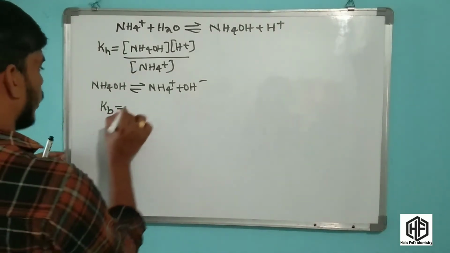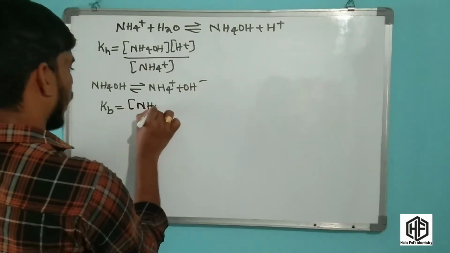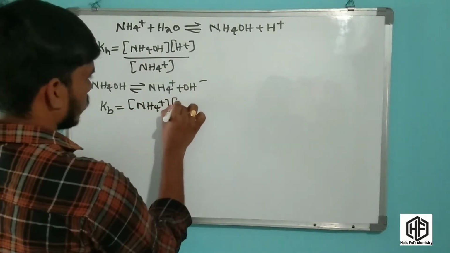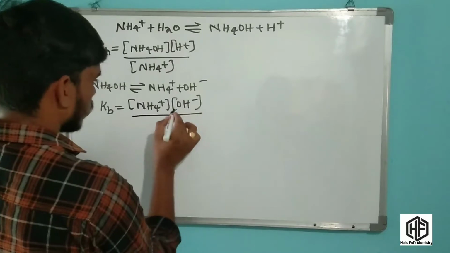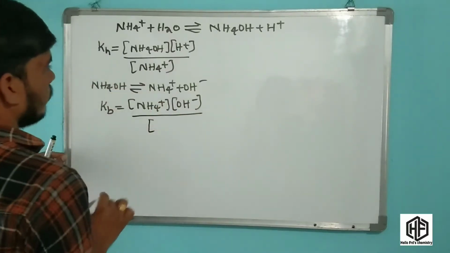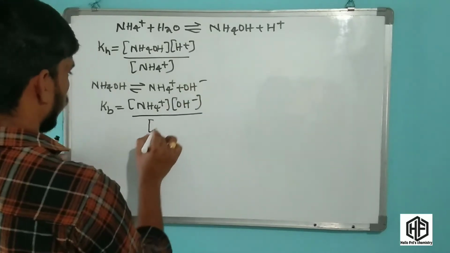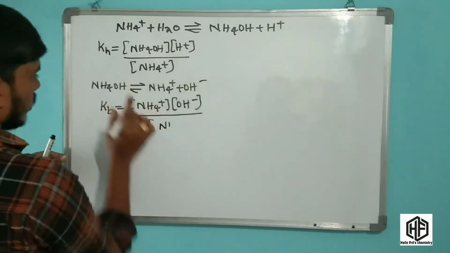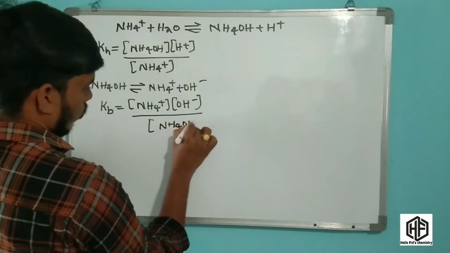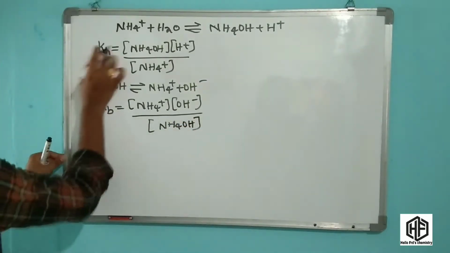This is Kb. Now Kb is the concentration of NH4 plus into concentration of OH minus, by concentration of NH4OH. Okay, friends, this is the Kb and KH.